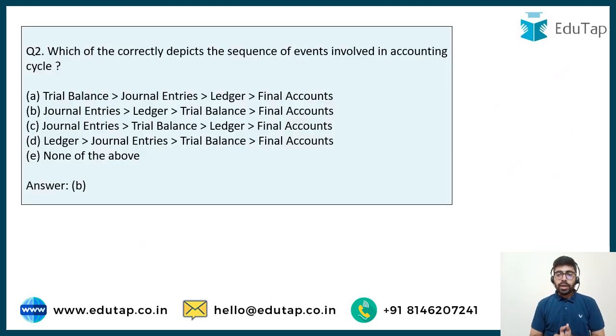So now I believe I have spent a considerable amount of time in explaining the accounting cycle, and now we can easily answer this. First we are going to make journal entries, then we are going to move to ledger accounts, then we are going to move to the trial balance, and then our final accounts are going to be ready. So the correct answer is going to be option number B.